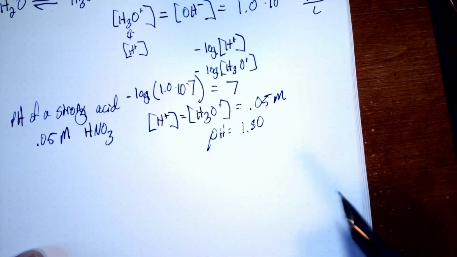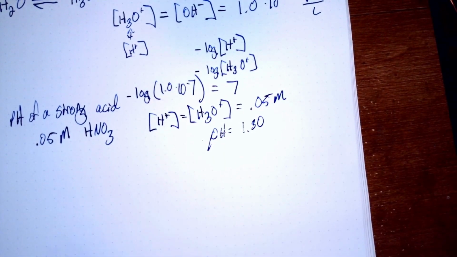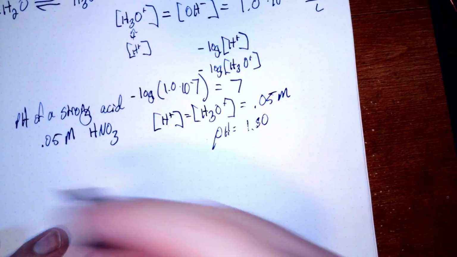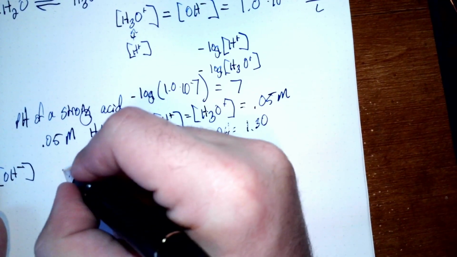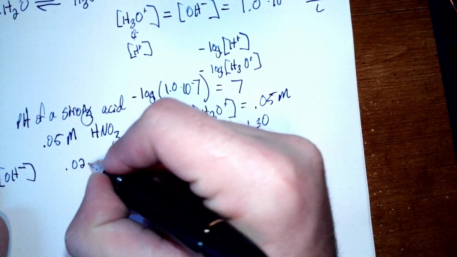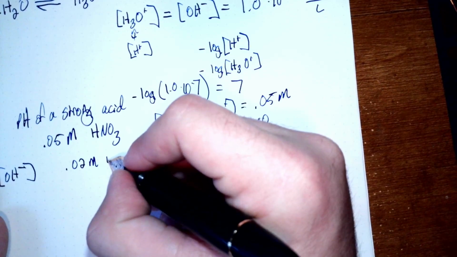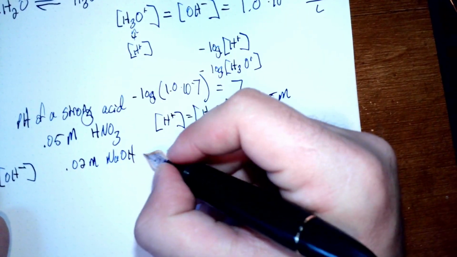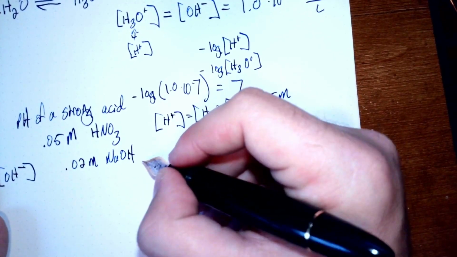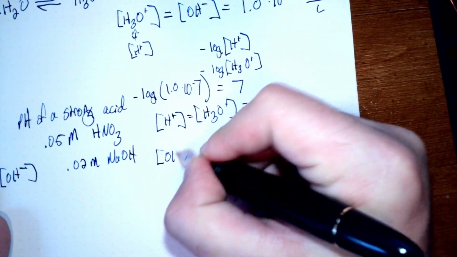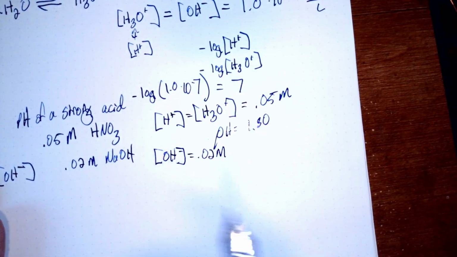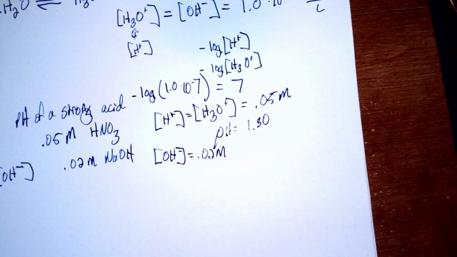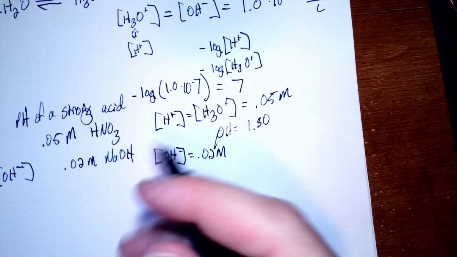Now, let's say hypothetically we have an OH minus concentration. Let's say that we have 0.02 molar NaOH. NaOH is a strong base. That means that our concentration of OH minus is going to be 0.02 molar. Well, to calculate pH, we need an H plus concentration.